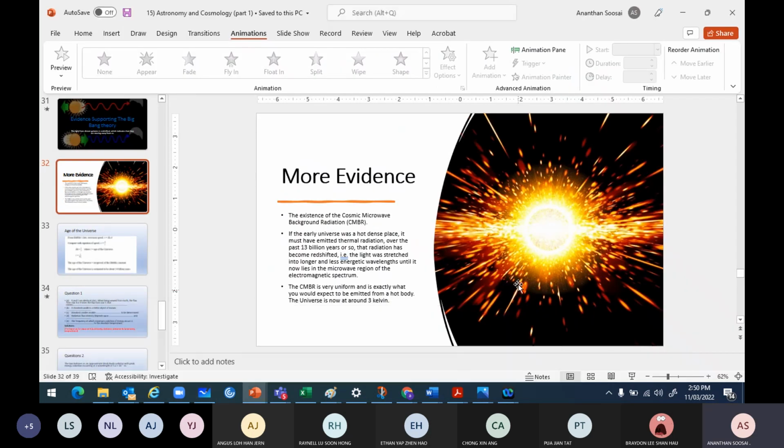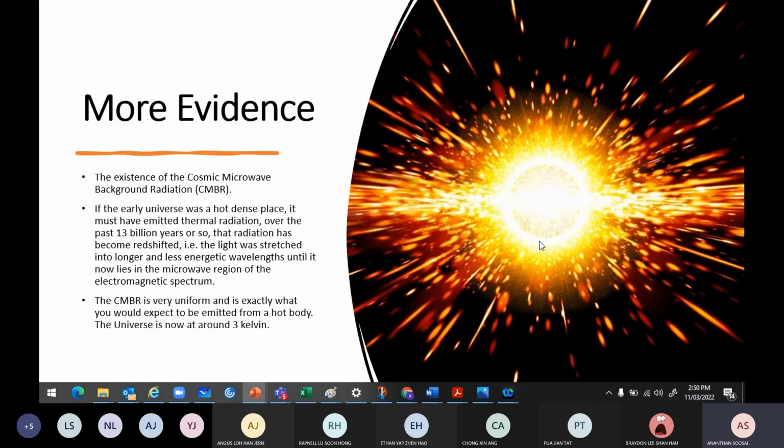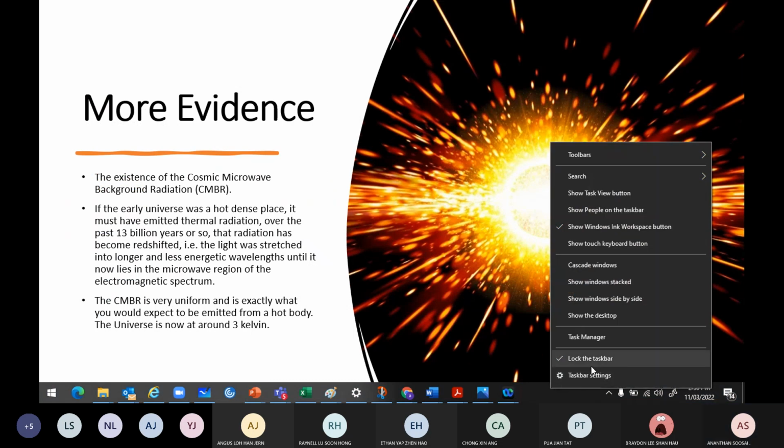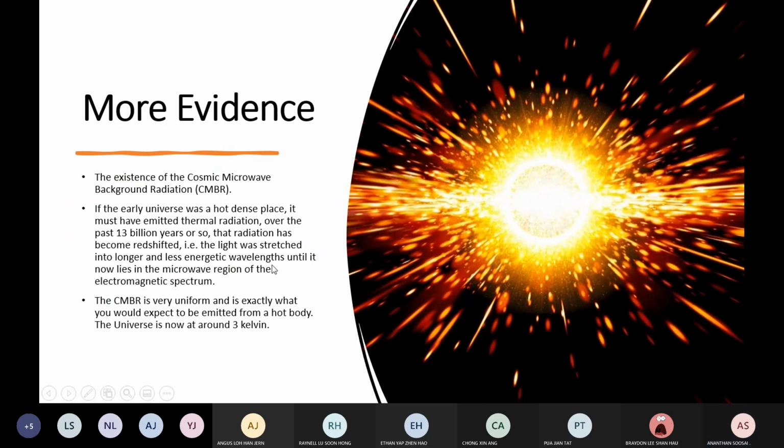So, which part you don't understand? Yeah, so 13.7 billion years. Now it has reached 3 Kelvin. So 3 Kelvin gives out microwave. That means originally the radiation must have been high frequency, low wavelength.